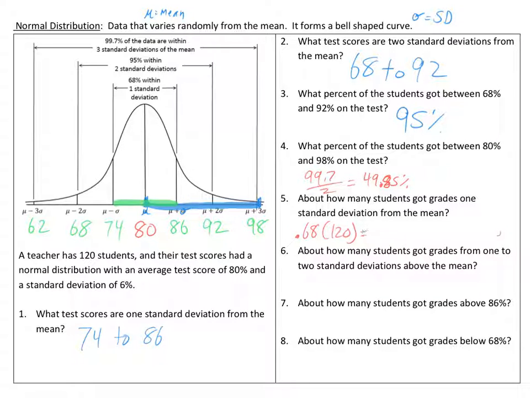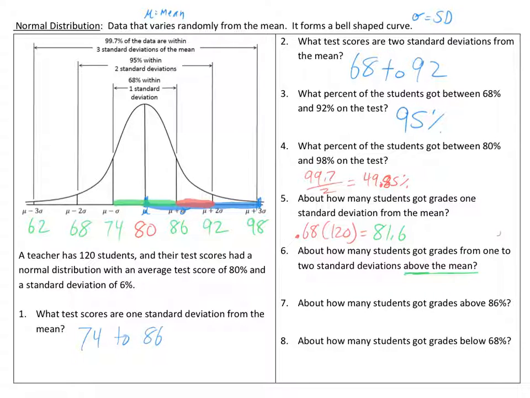So this would right here be 81.6 students. Now, can I have a 0.6 students? No, it's about 82 or 81 students would be in this distribution, which is 68% of 120. All right, next. About how many students got grades from 1 to 2 standard deviations above the mean. This word above the mean is actually kind of important. If I want above the mean, between 1 and 2 above the mean, isn't that right here?